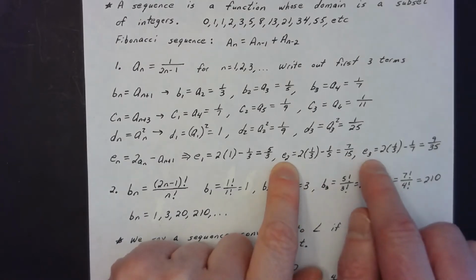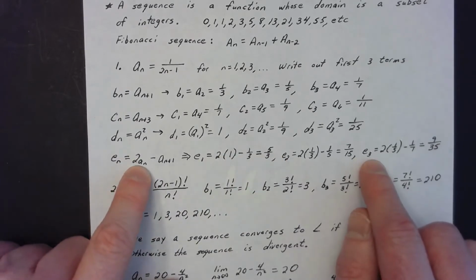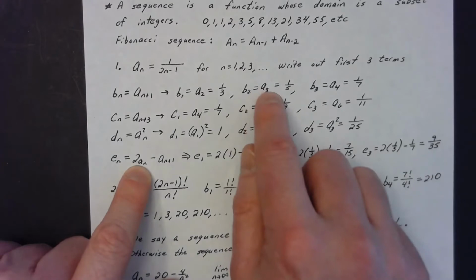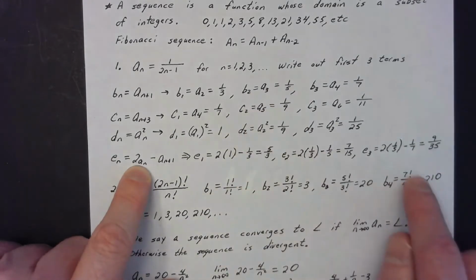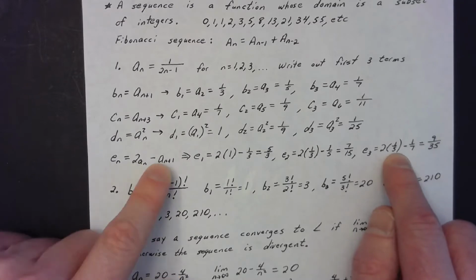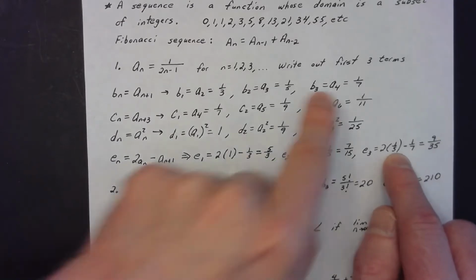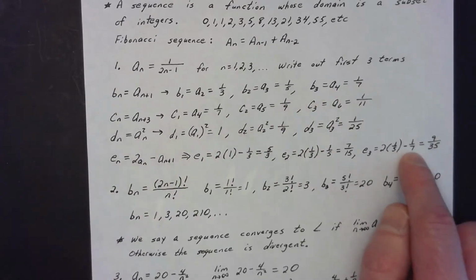That would be the second term of this sequence E. Third term of sequence E, I'd say, okay, it's going to be 2 times A sub 3. A sub 3, we talked about earlier, is 1/5. So I would have 2 times 1/5, and then minus A sub n plus 1, well, that's going to be A sub 4. A sub 4 was 1/7. So I have 2 times 1/5 minus 1/7.